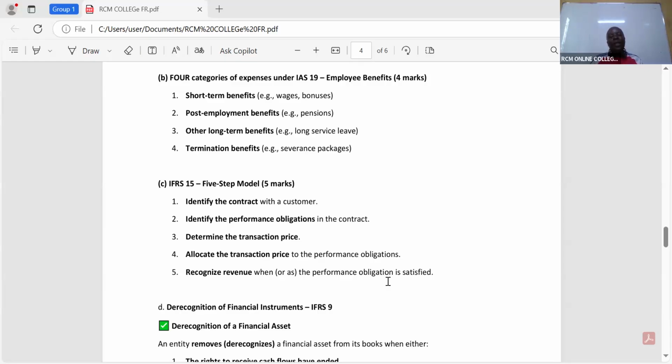You may forget about everything, but me, there is something I can never forget. That first of all, there must be a contract drawn. In this contract, we expect clear spelling of the obligations, the performance obligations. What do you need to perform? So I expect a clear spelling. All right. This 5-step model is very, very important.